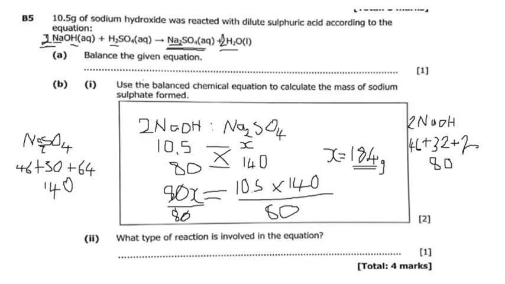Okay, so from there we go to Roman numeral 2. What type of reaction is involved in the equation? So like I said, this is an acid-base reaction, and an acid-base reaction, we call it a neutralization reaction. So this is a neutralization reaction.